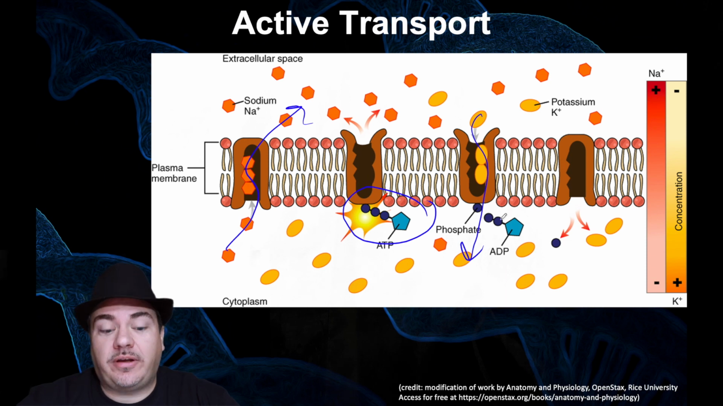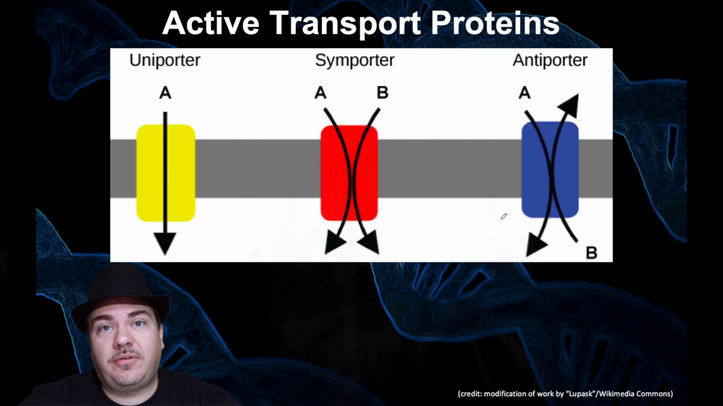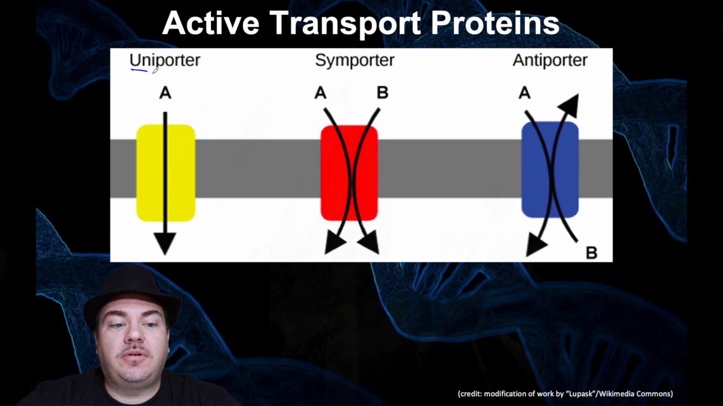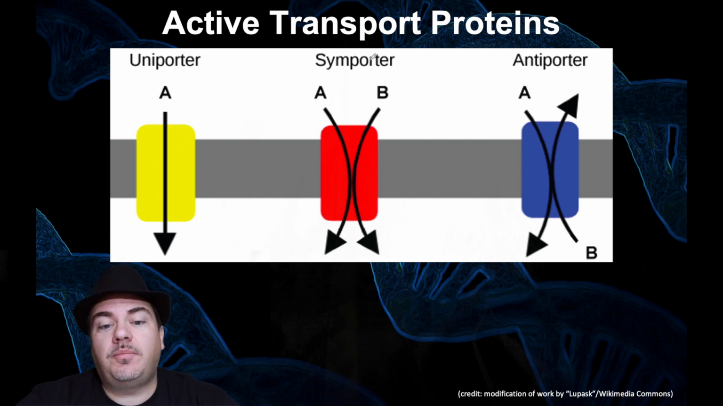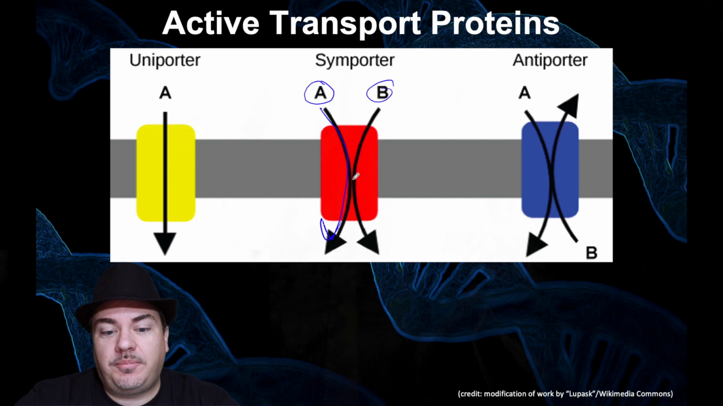That's active transport. Now, with active transport, there's going to be different proteins that can be used. One type of protein is called a uniporter. Okay, this prefix uni, that means one. So a uniporter pumps one chemical in one direction. That's a uniporter. Then you can have a symporter, which is also called a co-transporter. So two names for the same thing. Symporter also means co-transporter. It takes two different chemicals and pumps them in the same direction.